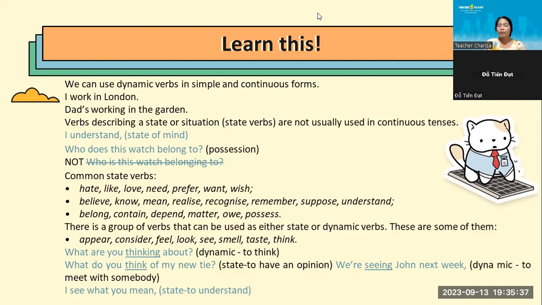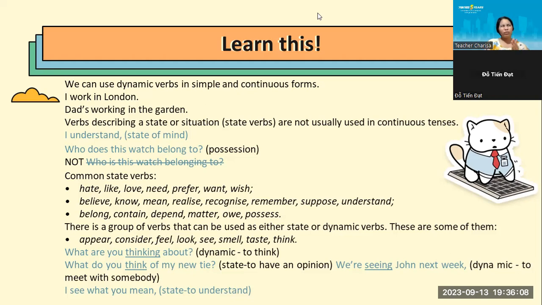So there is a group of verbs that can be used as either state or dynamic verbs. These are some of them: appear, consider, feel, look, see, smell, taste, and think. So what are you thinking about? That is dynamic because we can use that in the simple and the continuous. What do you think of my new tie?